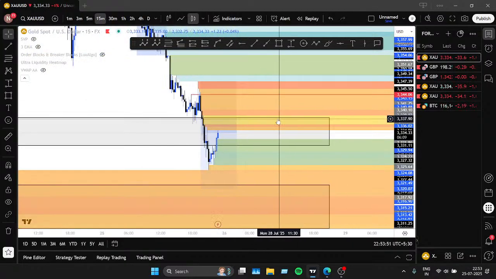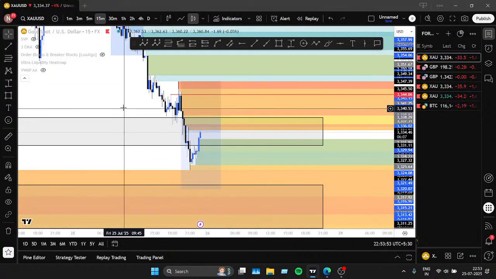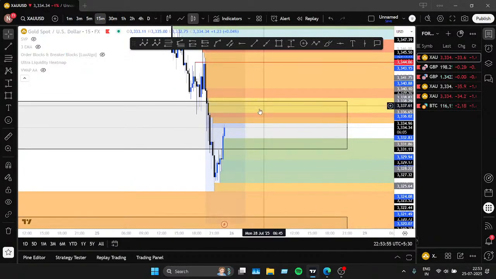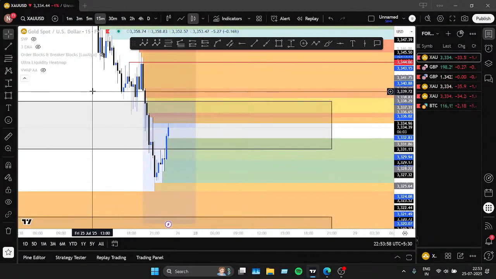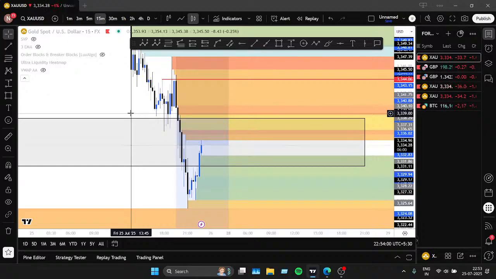Taking those liquidity, high liquidity lying above. Before the market close, it wants to take those highs with unfilled orders.